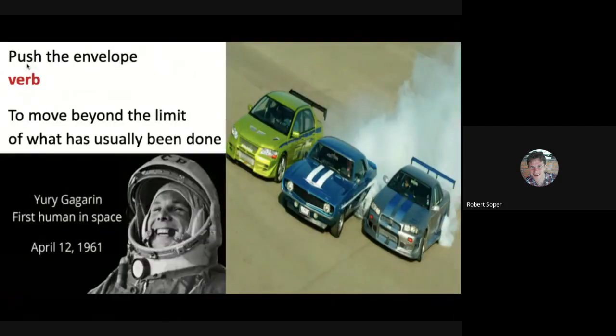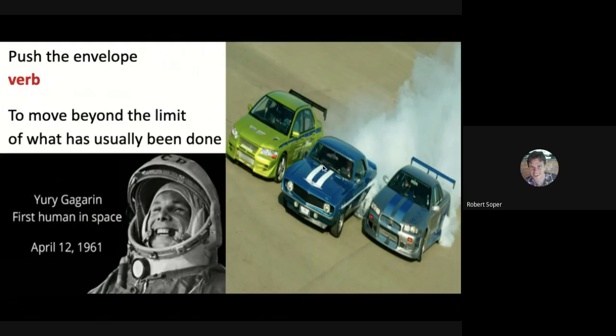Okay, this verb is push the envelope. Push the envelope, as I mentioned, is a verb. It means to move beyond the limit of what has usually been done. So Yuri Gagarin pushed the envelope. How did he do that? Well, he was the first human in space. He went beyond the limit of what was done before by going into space and by being the first human to do it.